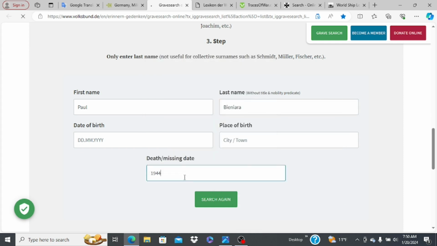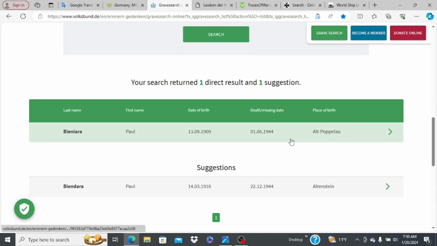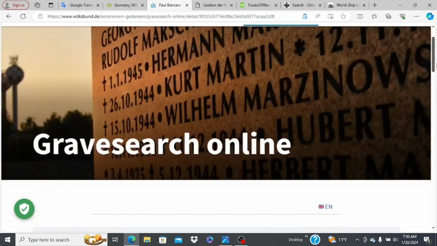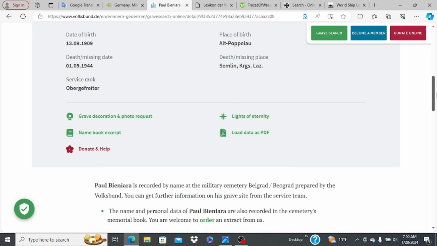And death, I'm just going to do 1944. There probably aren't that many Bianiaras. And I'm correct. There's only one here that matches that information. And we scroll down. Okay, so he died at the Semlin Field Hospital, Freiter. Everything matches here.